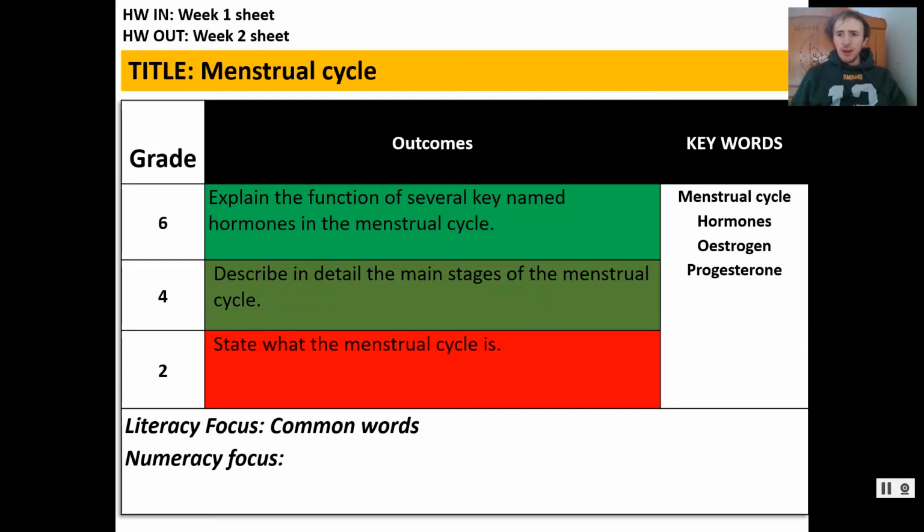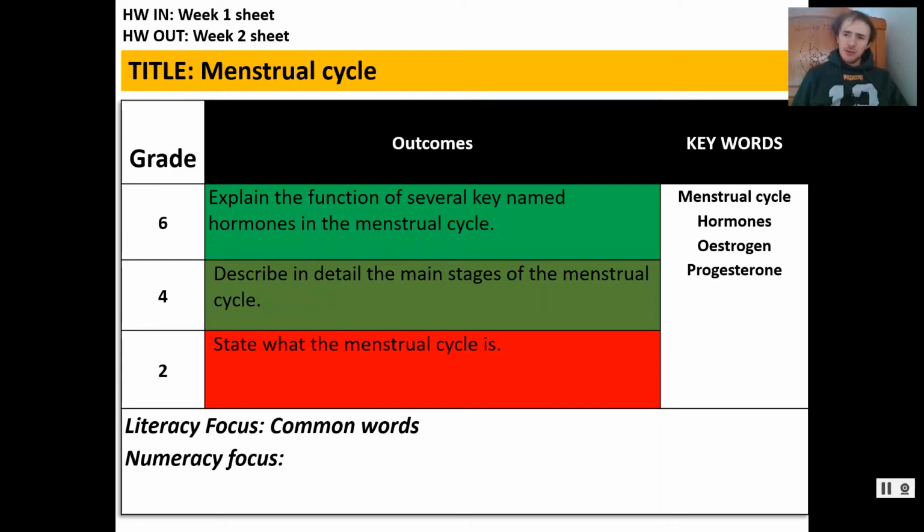I'm going to go through the menstrual cycle in a lot of detail. Now, if I taught you the menstrual cycle when you were in year 7, you will already have done some of this. But most of you will not. Describe in detail the main stages of the menstrual cycle. Again, that's not too difficult. And state what the menstrual cycle is.